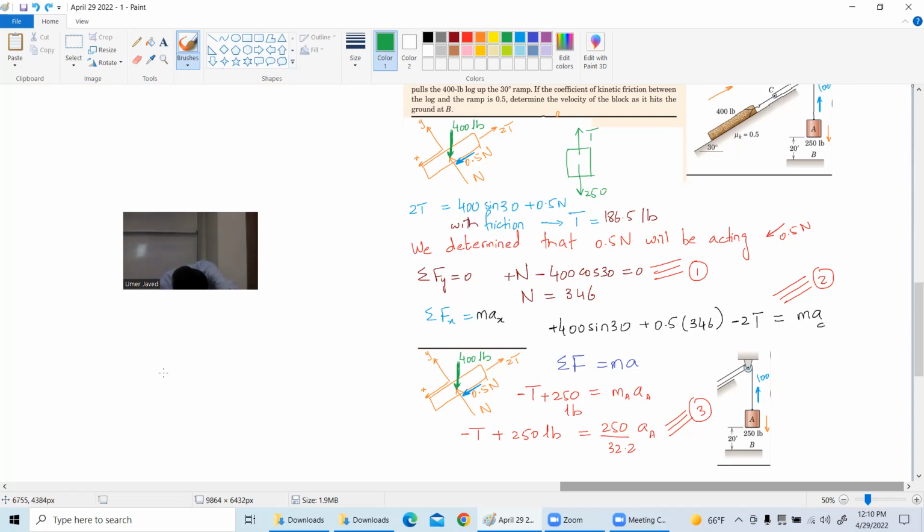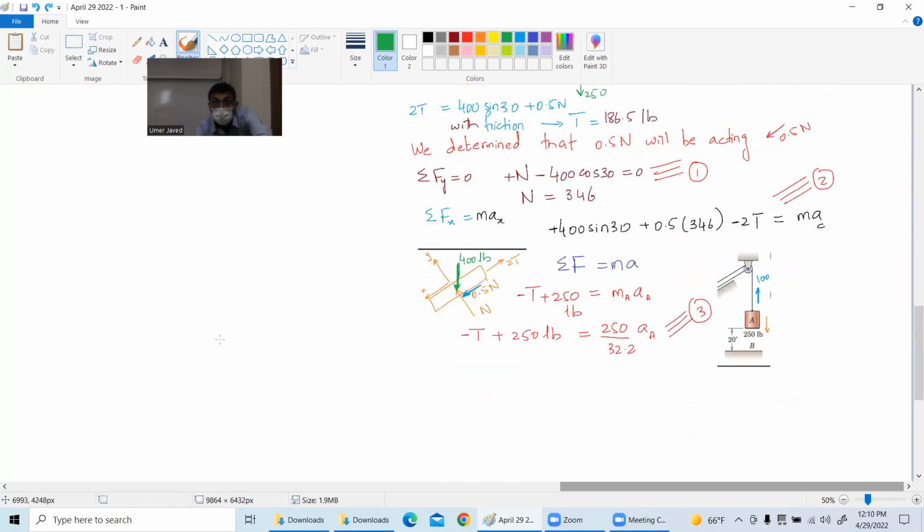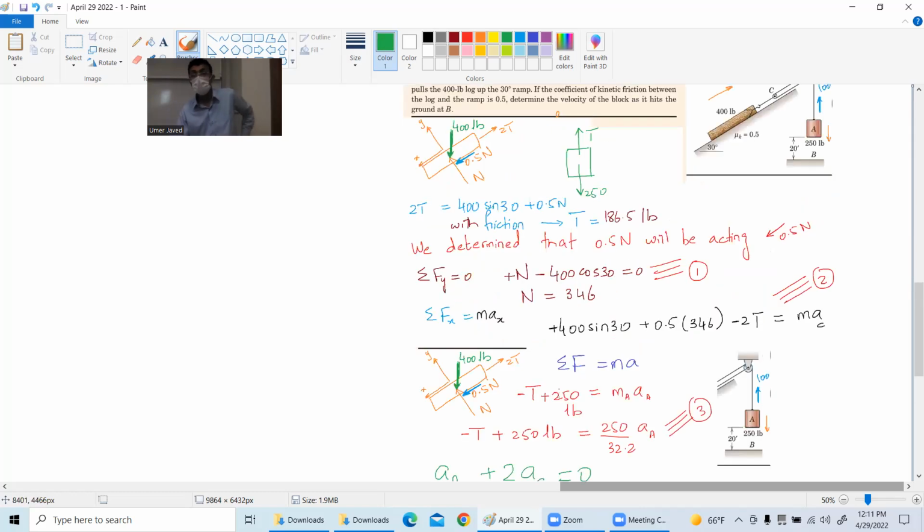I think there is one equation I missed. It is the relation between AC and AA. Then I will answer your question, so you have to bear with me. One more equation, and then I will answer Abdullah's question. Look, this is 2AC. Are you following me? And this is AA. So the other equation is AA plus 2AC equal to 0. That's equation 4. So 4 equations, and then you can have 4 unknowns.